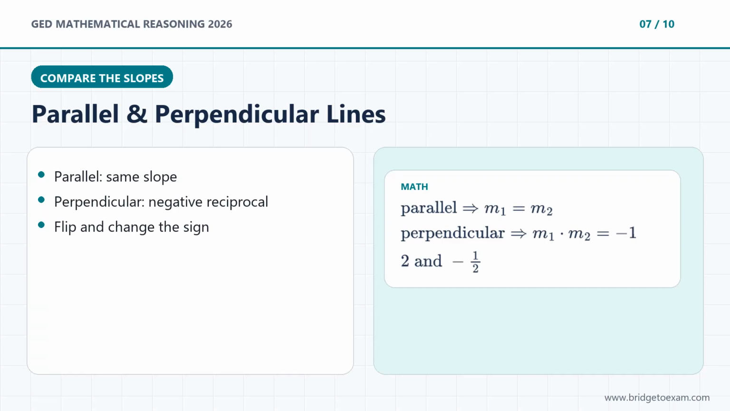Slopes tell you how two lines relate. Parallel lines never meet, and they have exactly the same slope. Perpendicular lines cross at a right angle, and their slopes are negative reciprocals, meaning you flip the fraction and change the sign. So a slope of 2 is perpendicular to a slope of negative 1/2.